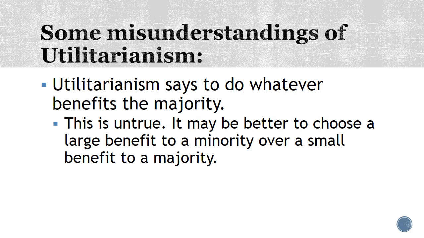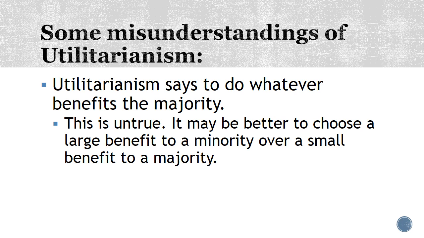Now, we want to cover some common misunderstandings of utilitarianism as it's often portrayed. The first one is that people will often say utilitarianism says to do whatever benefits the majority. And so you'll get a lot of cockamamie examples like, look, if 51 people really don't like 49 people, they can just kill them. And that's what utilitarianism says is the right thing to do. This is not really the case.